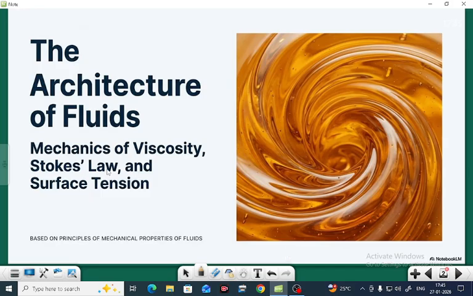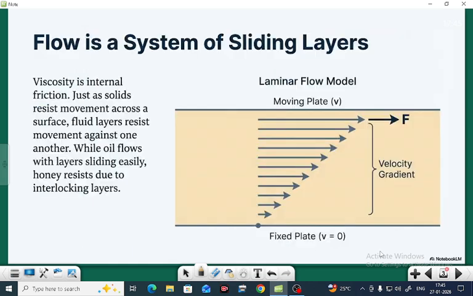Hello everyone. The architecture of fluids: mechanics of viscosity, Stokes law and surface tension, based on principles of mechanical properties of fluids. Flow is a system of sliding layers, the laminar flow model. Here is the moving plate, this is the fixed plate, the velocity here is 0. And you see this is the velocity gradient.